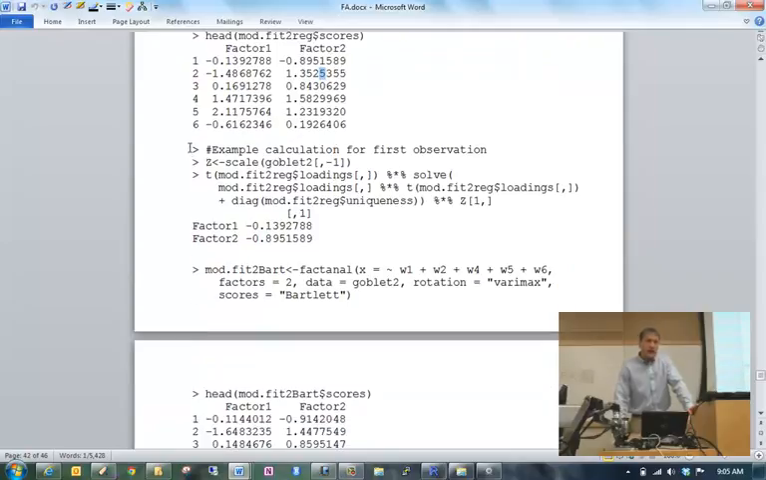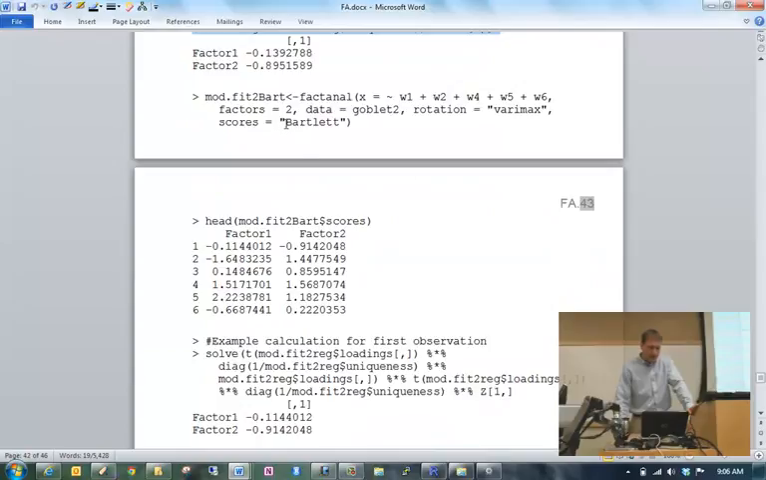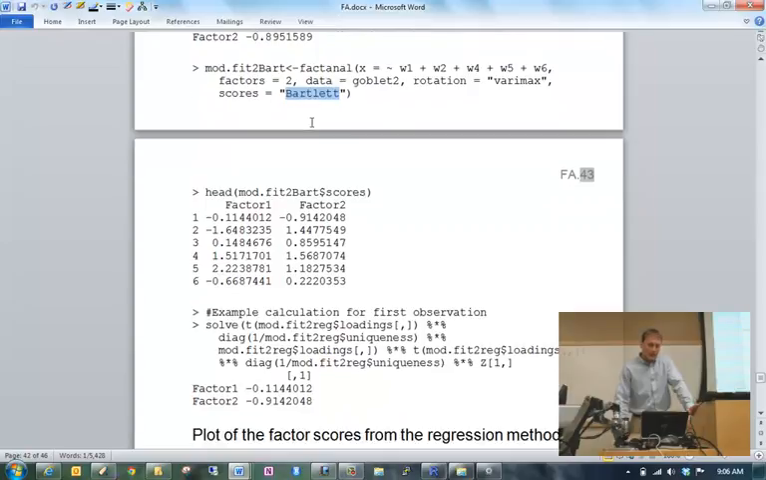Now, to actually do the calculations using the matrix algebra formulas, what I've done is set up some code here. You can see how this is done with observation number 1. You are responsible for this, and I want you to take a look at it on your own after class. To do the Bartlett or weighted least squares method, you say scores equal Bartlett.